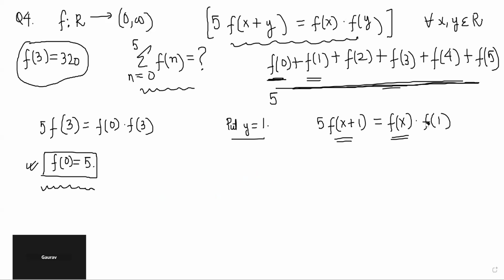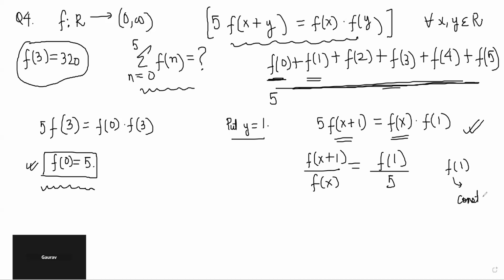So right now, I don't know exactly, but I know that this relation is true, correct? So from here, I can say that f of x plus 1 by f of x is equal to f of 1 by 5, right? Now, f of 1 will be a constant, some constant. So what is this telling us? f of x plus 1 by f of x, the ratio is constant, right?